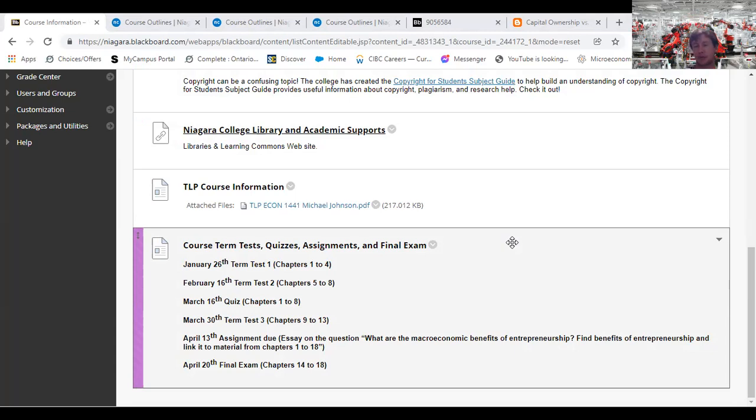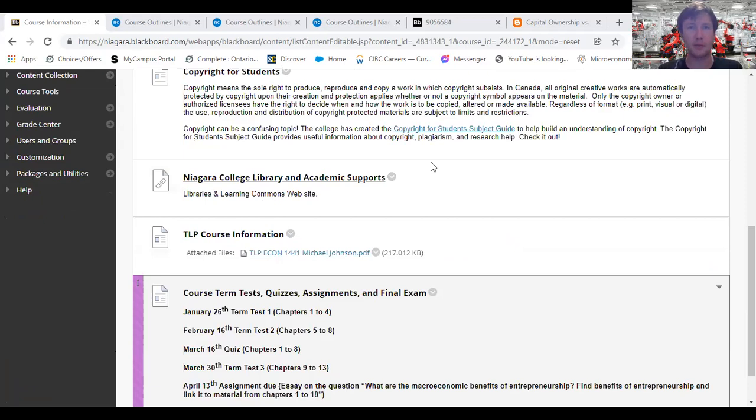And the final exam will be chapters 14 to 18. That's why the final exam is only weighted at 25%, because it's only going to cover chapters 14 to 18. The term tests will be similar to the final exam. Each test goes through a quarter of the course, basically, and that includes the final exam. So that's the crux of it.